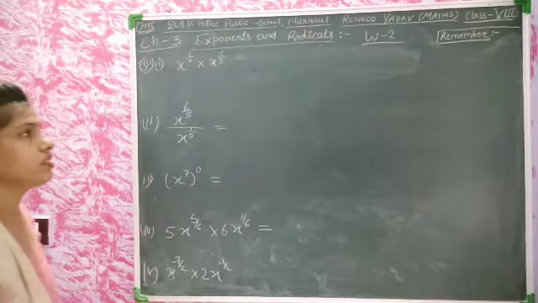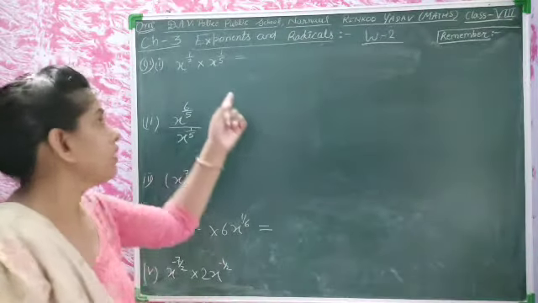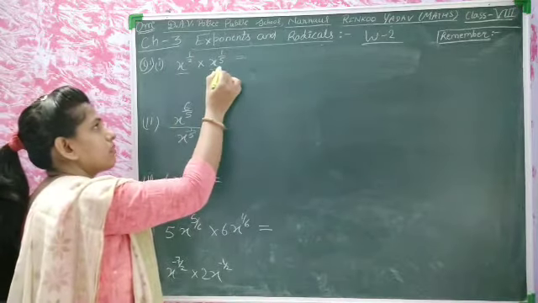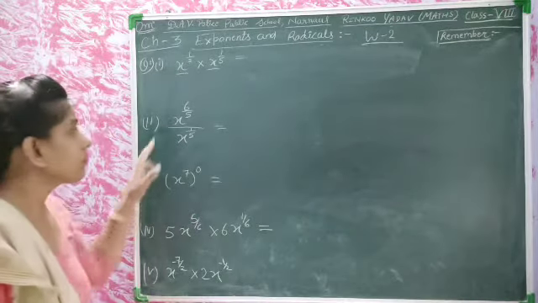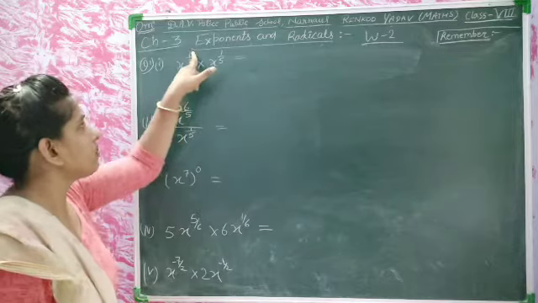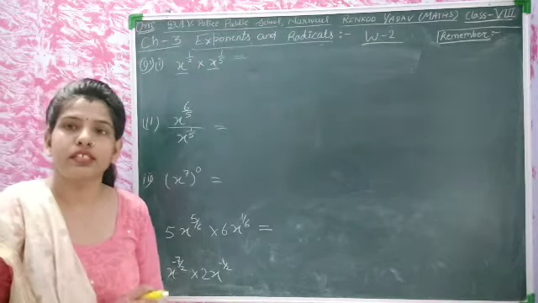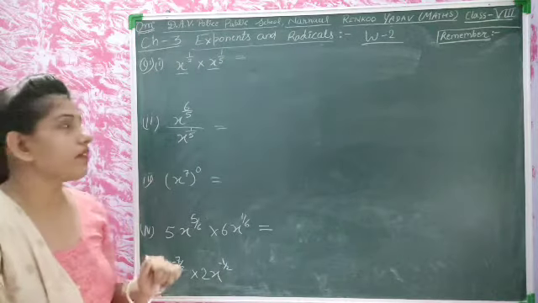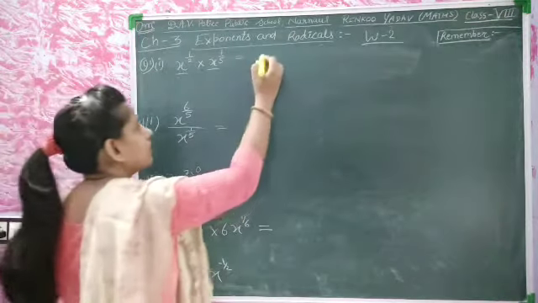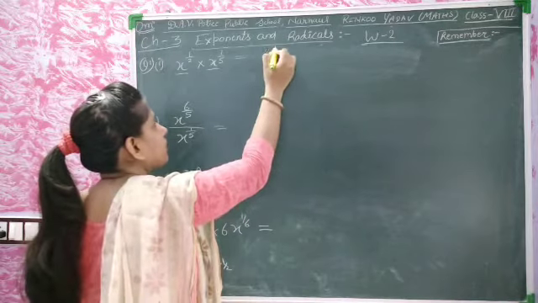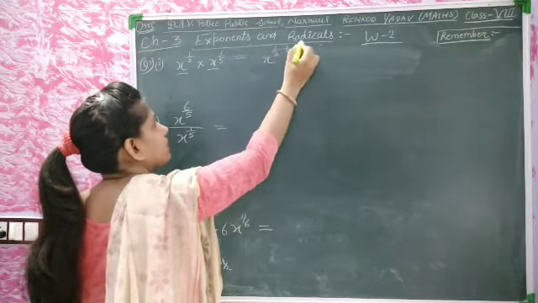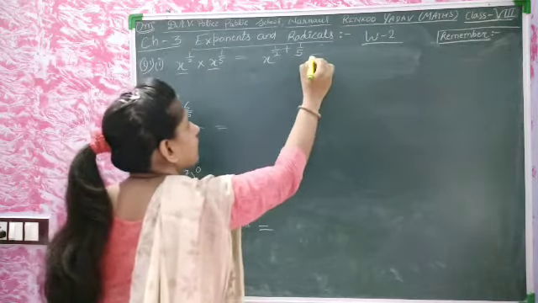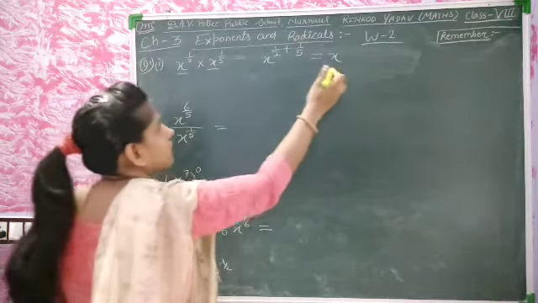Now let's see students, there is question number 1 and part 1. The bases are the same here, the powers are different. It means the laws of exponents say that the powers are added here. x raised to the power 1 by 2 plus 1 by 5. Yes? Now we will solve it.